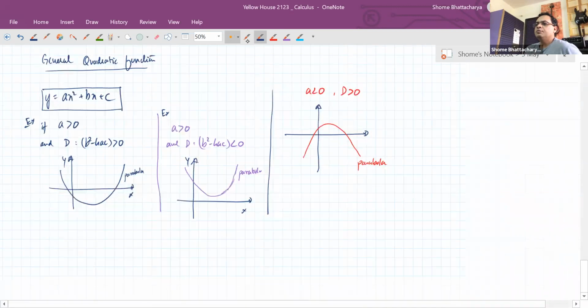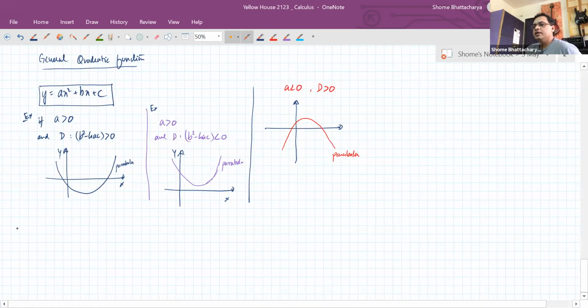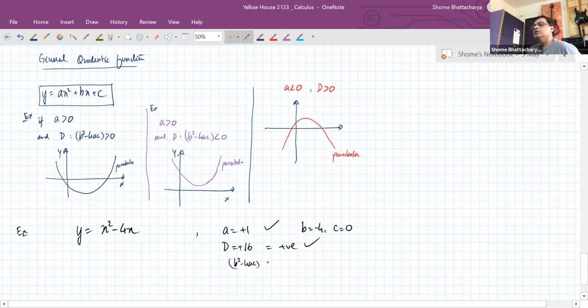Since I'm on the subject, let's look at a quick example. I have y is equal to, let's say, x square minus 4x. I can see about this, a is plus 1. That's the first thing. And I can also see what the discriminant is. The discriminant is 16, so it is positive. b square minus 4ac, because b is equal to minus 4 and c is equal to 0. So that means it has two real roots.